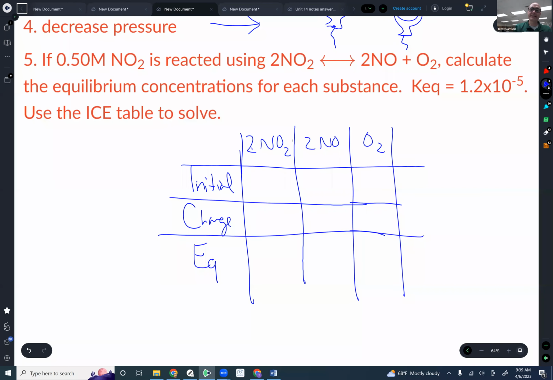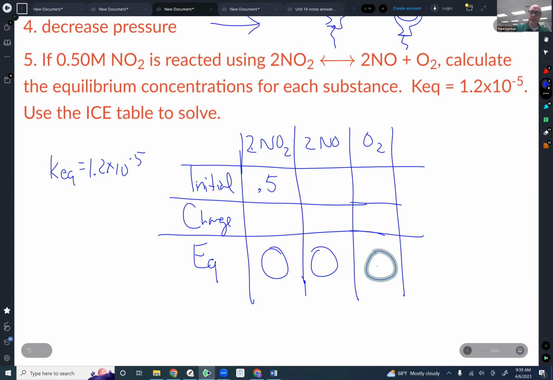And what we need to see is that we are only given the initial amount of this. What we also have on the side over here is Keq equals 1.2 times 10 to the negative 5. Well, our goal is to solve for these 3 values down here. We don't have enough information, but we do know how it's going to proceed in this reaction. We know for a fact that at the start, we have 0.